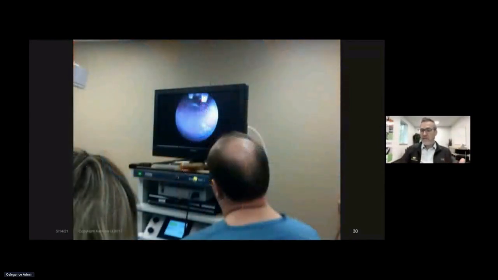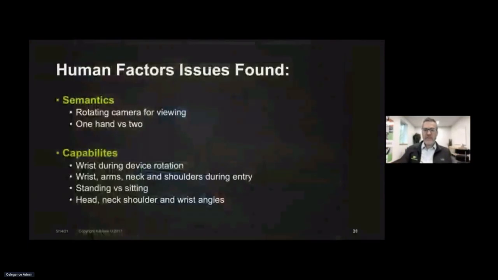Also, where was that user looking during the procedure? That's important for us to know. Not related to the device we're designing, related to the world that the user is working in. Very important stuff for us to understand.